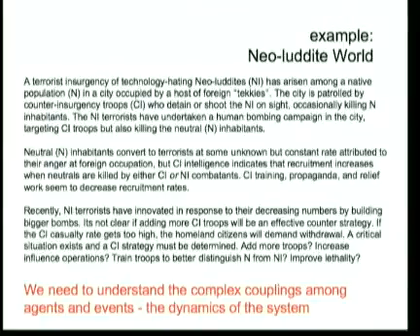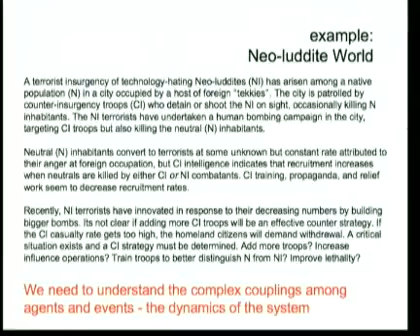Intelligence indicates also that the recruitment process seems to increase, the rate increases, when an event in which neutrals are killed by either CI or NI combatants occurs. There is some evidence that in this problem statement that CI training, propaganda, and relief work seem to decrease the recruitment levels. Now, because these are complex adaptive entities, recently the insurgents have innovated in response to their decreasing numbers by building bigger bombs.